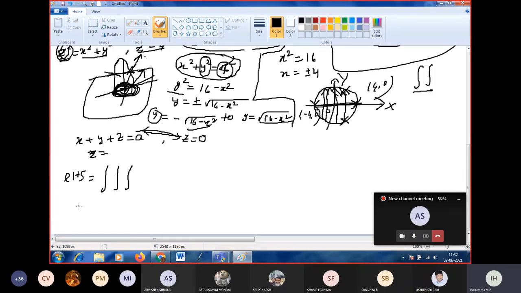So what can I take at the end? Z varies from where to where? 0 to 4. Next, x varies from? Minus 4 to 4, ma'am. Minus 4 to 4. Then y varies from? Minus root of 16 minus x square to plus root of 16 minus x square.